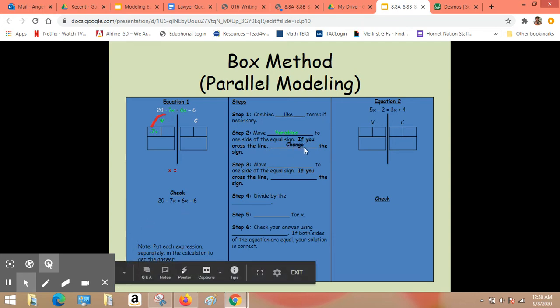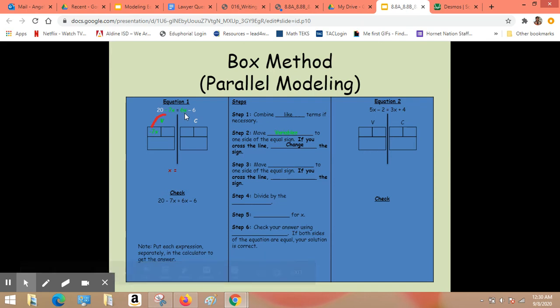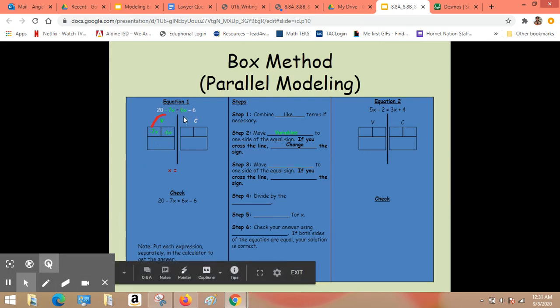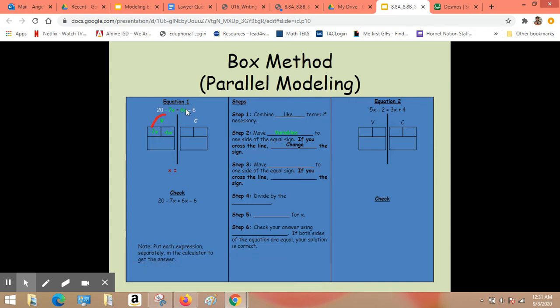And if you cross the line, you change the sign. So my 6x is going to cross the line, so I'm going to have to change the sign. On the right side, it was a +6, so I'm crossing this line, making it a -6.